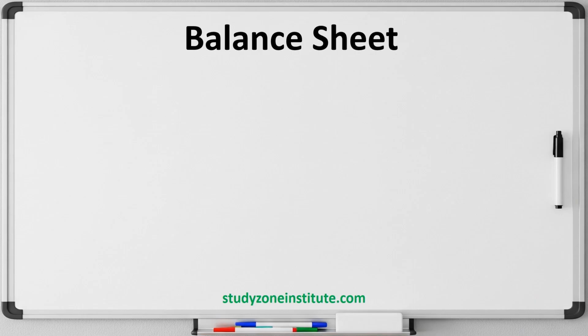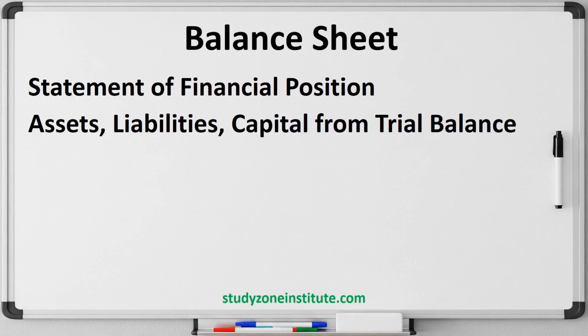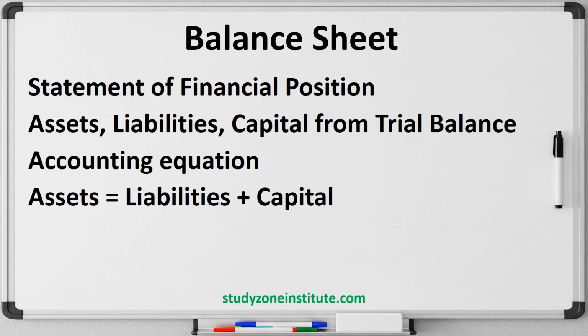Step 6. Balance sheet. The balance sheet or statement of financial position is a snapshot of your business's financial health at a specific point in time. It summarizes all assets, liabilities, and capital from the trial balance. It's built on the fundamental accounting equation: assets equal liabilities plus capital.